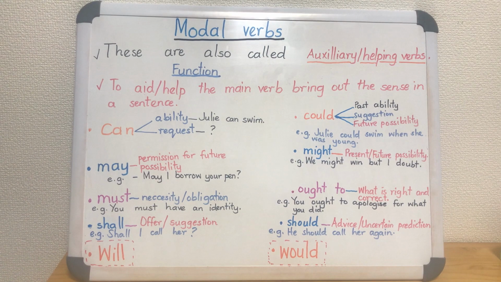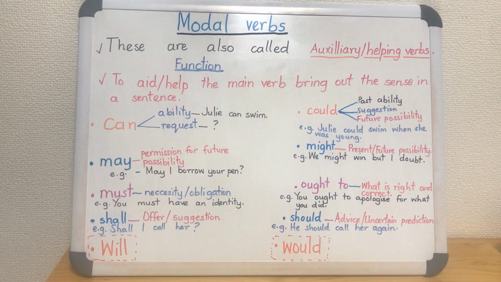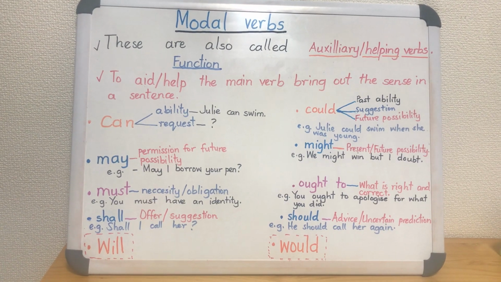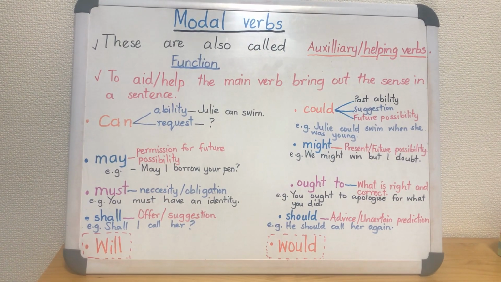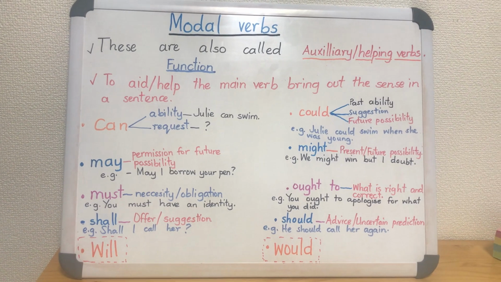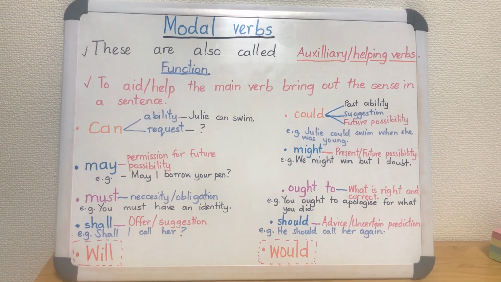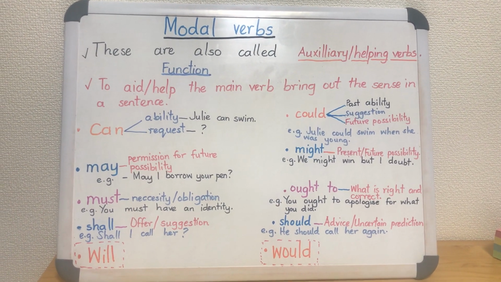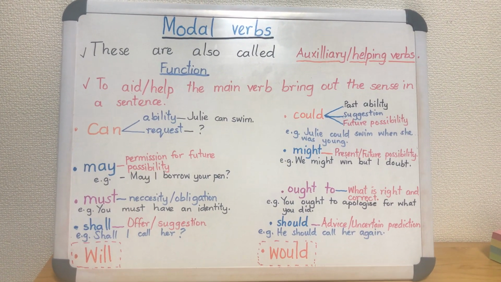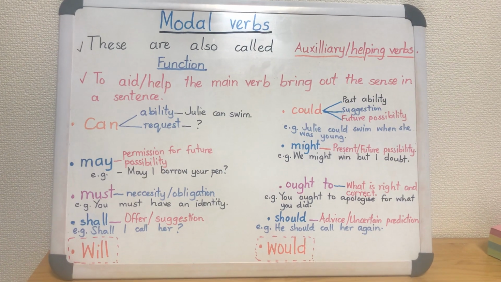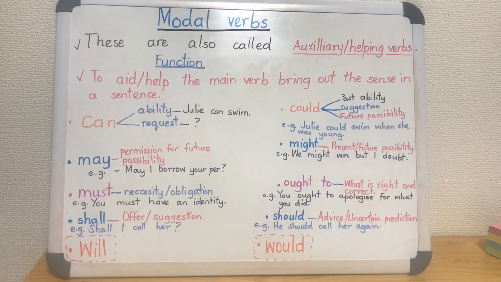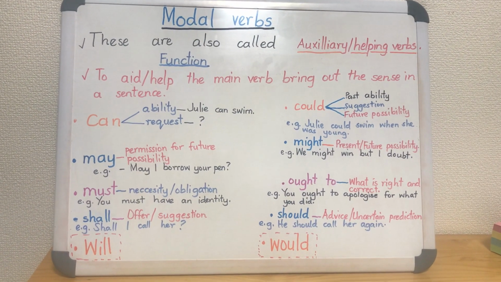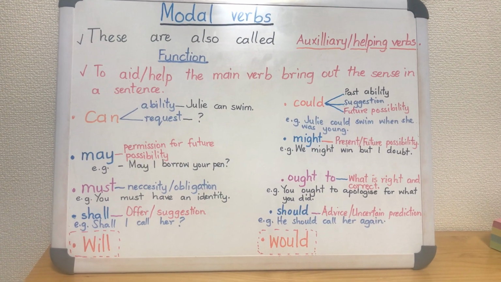We are looking at modal verbs. What are modal verbs? Modal verbs are auxiliary or helping verbs. The words auxiliary and helping mean the same thing. Those two can be used interchangeably, and that doesn't alter or change the meaning of the sentence. So when we say auxiliary, we mean the same as helping.